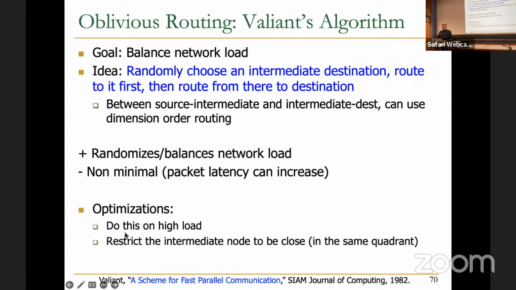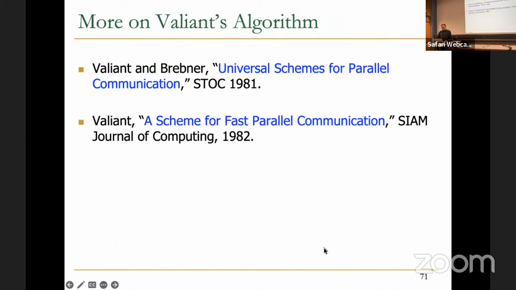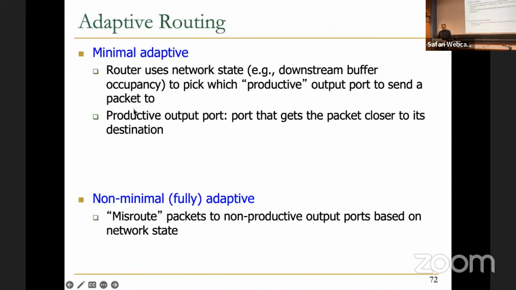There are also some optimizations. We do this only on high load, for example, when conflicts and blocking are the major bottleneck of the latency. And we can also restrict the intermediate node to be close, in the same quadrant, for example. These are some papers from Valiant that you can check.